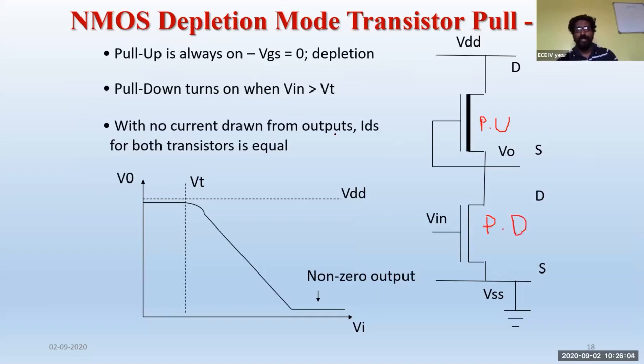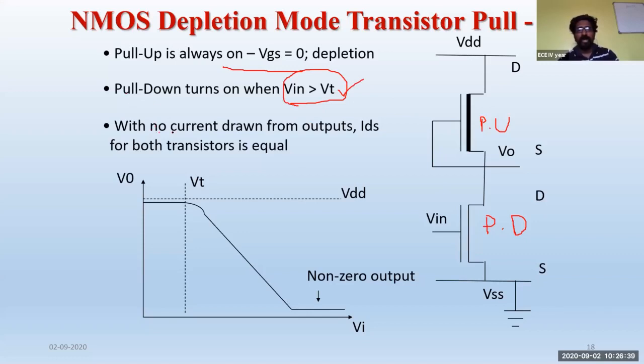Since it's a depletion mode transistor, we know that there will be a channel formed before we supply the input voltage. Because of that reason, it will always be in the on state. In the depletion mode transistor, even if you don't supply the VGS, your transistor will be in the on state. In the pull-down device, you're supposed to supply this voltage. Your input voltage should always be greater than the VTH in order to turn on this pull-down as a conducting transistor.